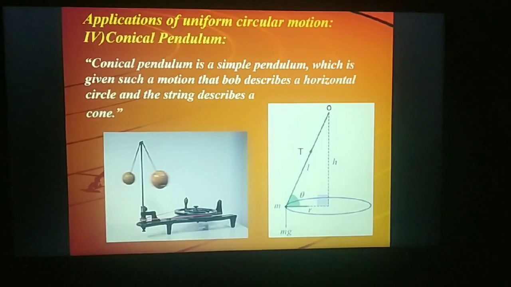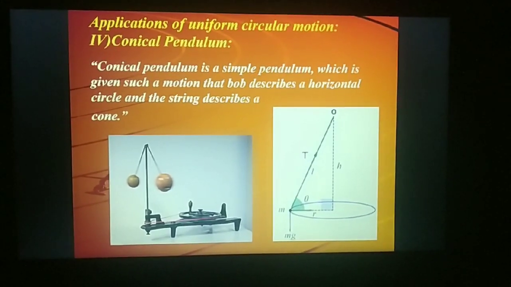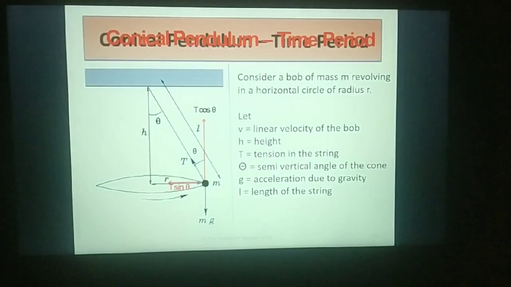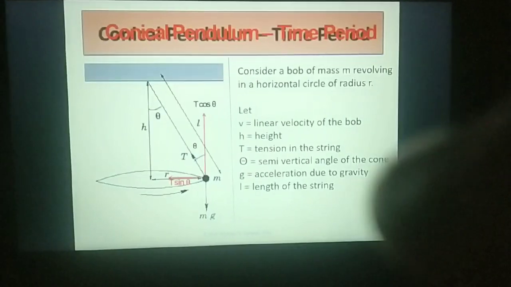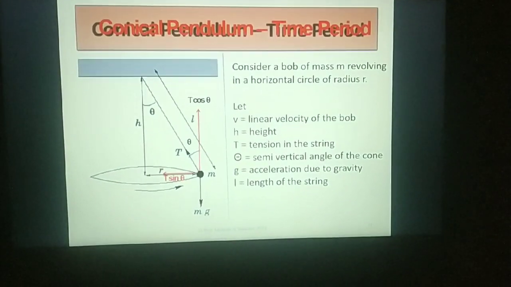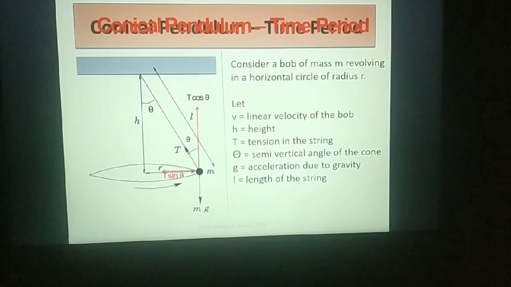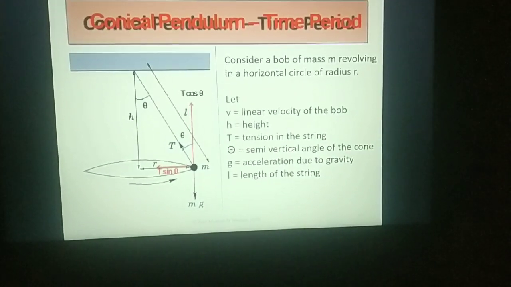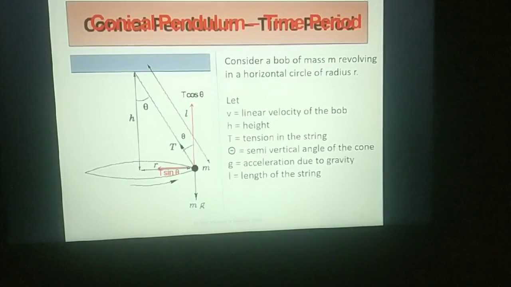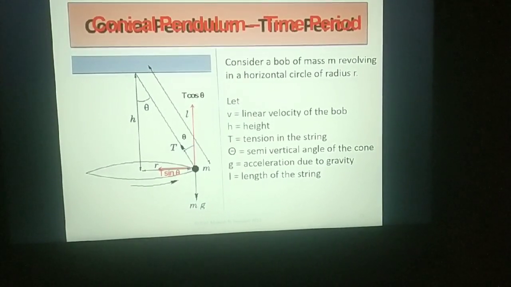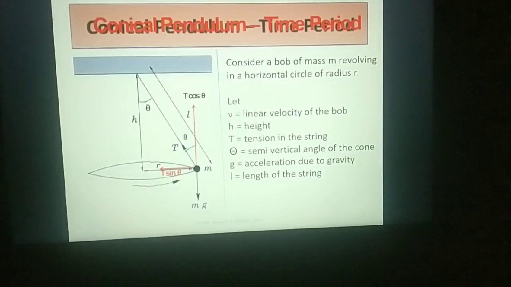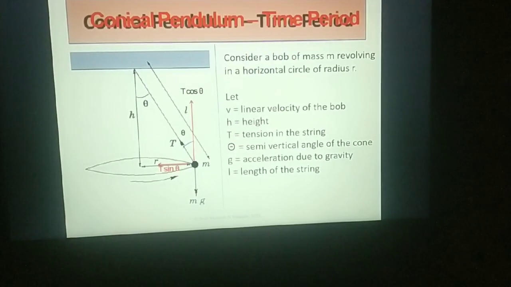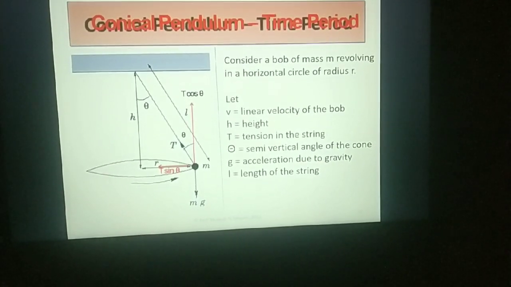You can see the actual diagram and vector diagram in the figure. We are taking different terms. For example, a bob of mass m revolving in a horizontal circle of radius r. The notations are: v, linear velocity of the bob; h, height of the cone; T, tension along the string; theta, semi-vertical angle of the cone; g, acceleration due to gravity; and l, length of the string.